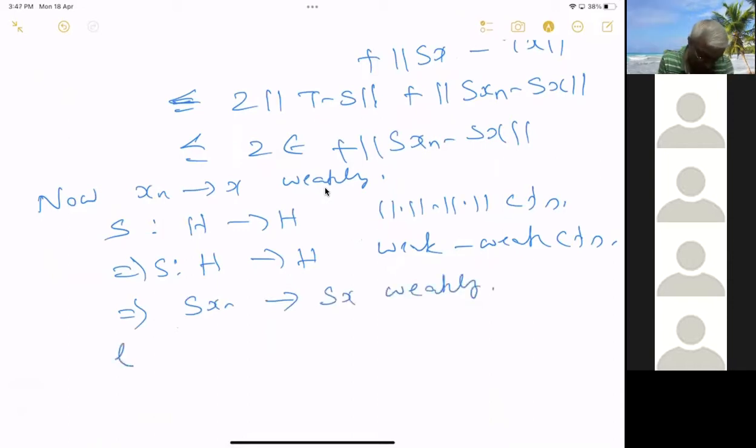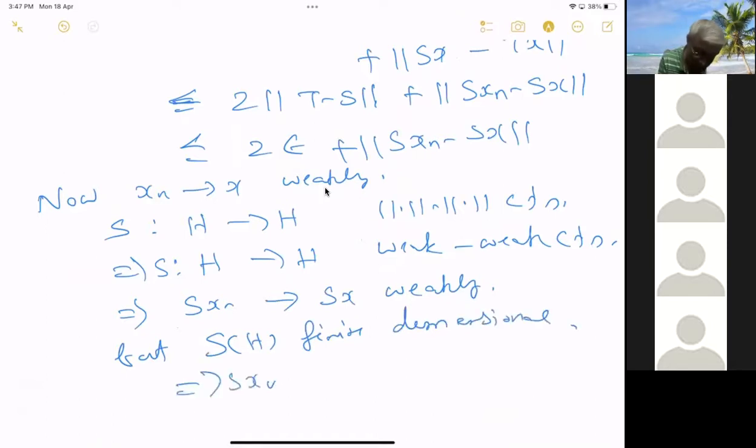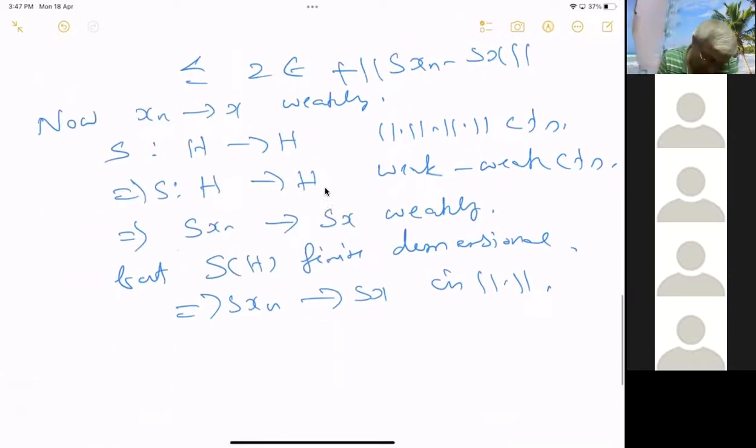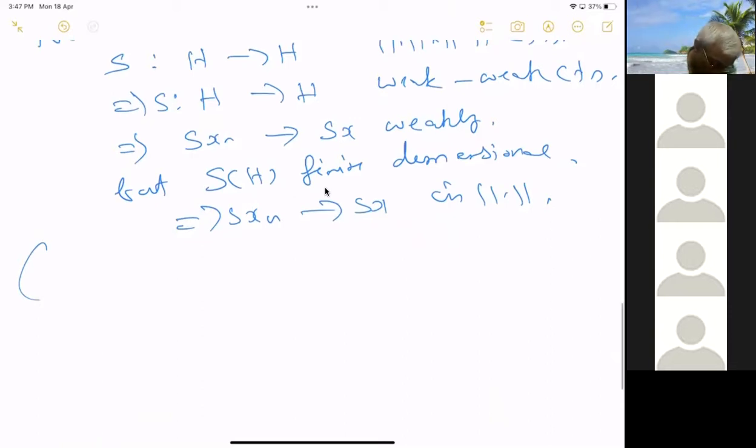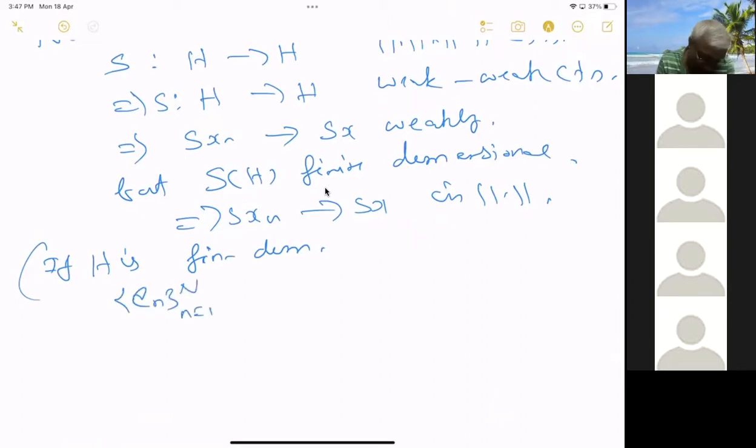Okay. But S of H is finite dimensional. Right? So this implies Sxn converges to Sx in norm. So this you have to see: if you take any finite dimensional space, then weak convergence and norm convergence are the same. What does it mean if H is finite dimensional? There exists a basis e_k, k equal to 1 to n, contained in H, which is an orthonormal basis. Okay.